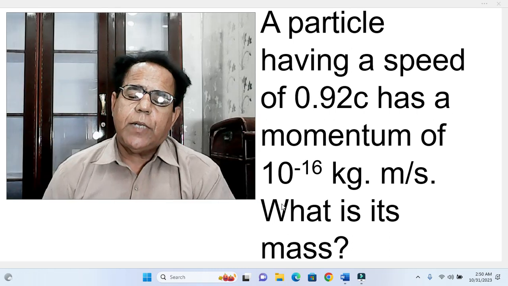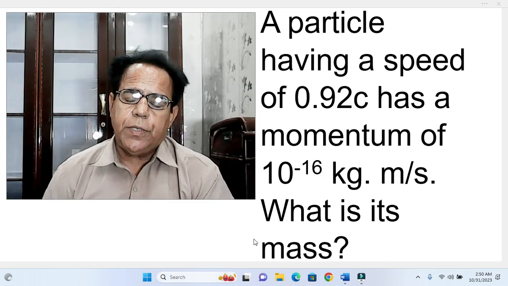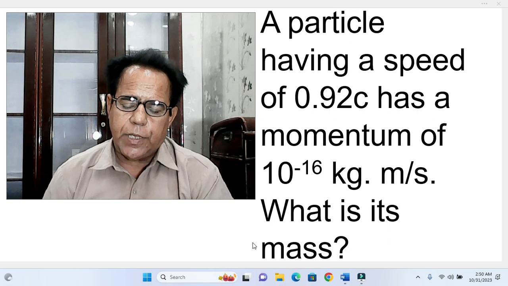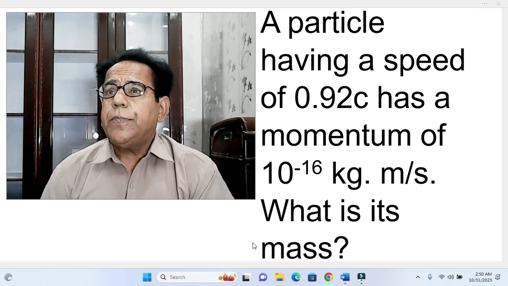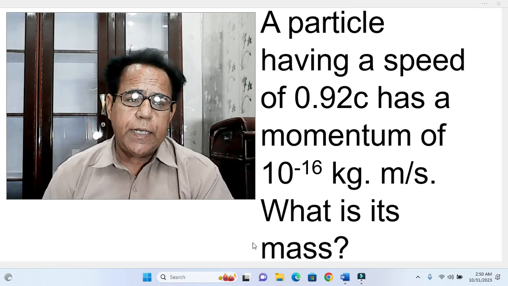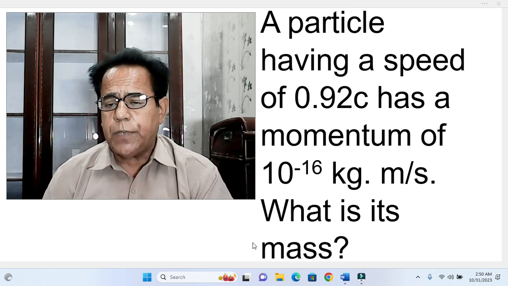Friends, this is our next problem. The problem has been chosen from the same book, Modern Physics by Stephen T. Thornton and Andrew Rex. As usual, we first come to its statement.